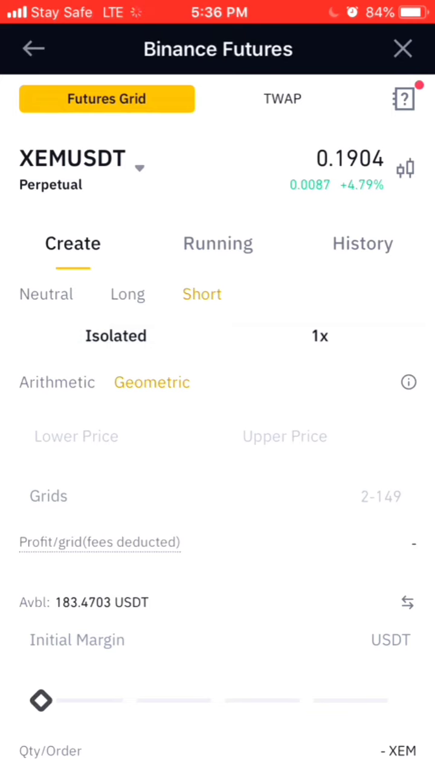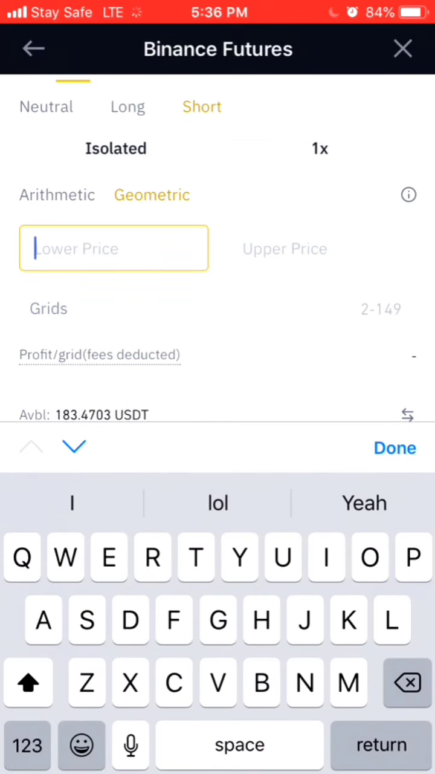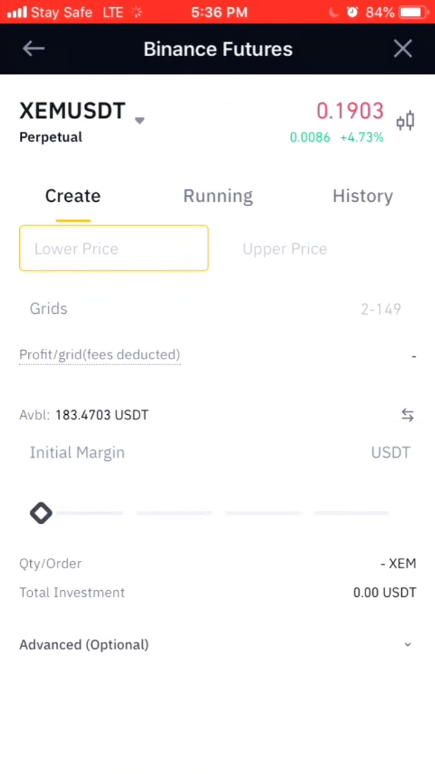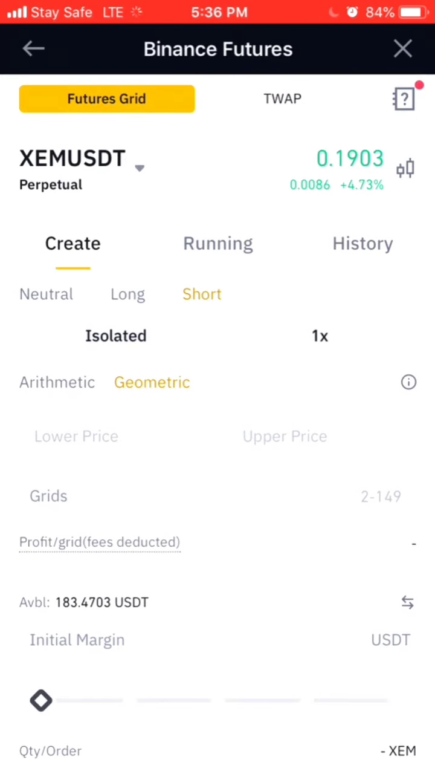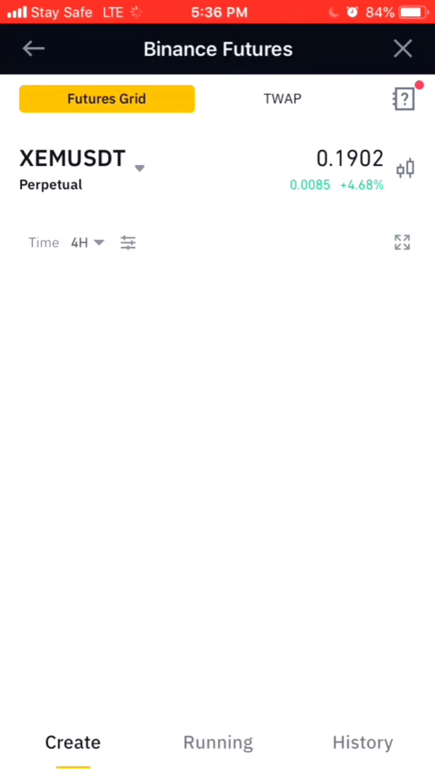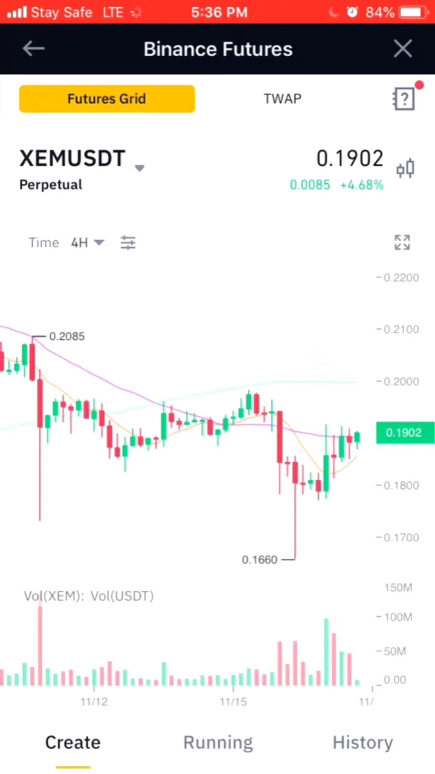Now next is your upper and lower limit. This is essentially the price range you'd like your grid bot to trade within. For this, you should already have a range in mind. However, if you don't, then tap on the candlestick icon beside the current price of the trading pair you have chosen and you'll be taken to the chart. Now I'm going to be making use of the 4-hour chart.